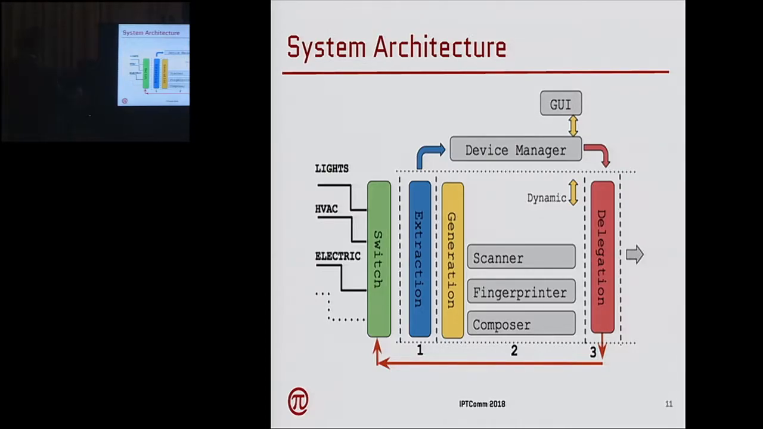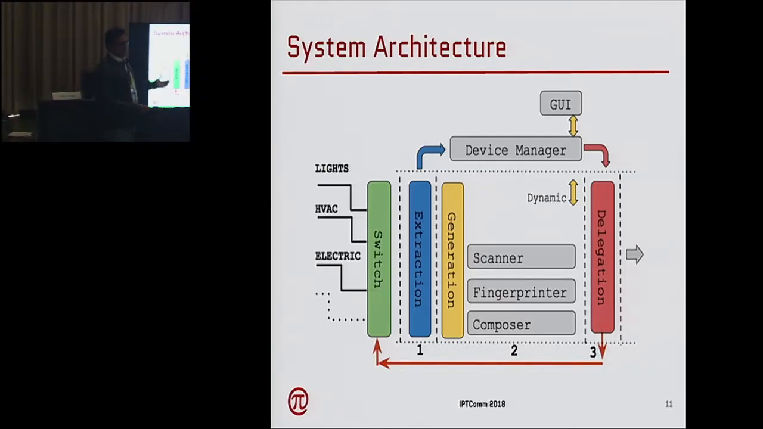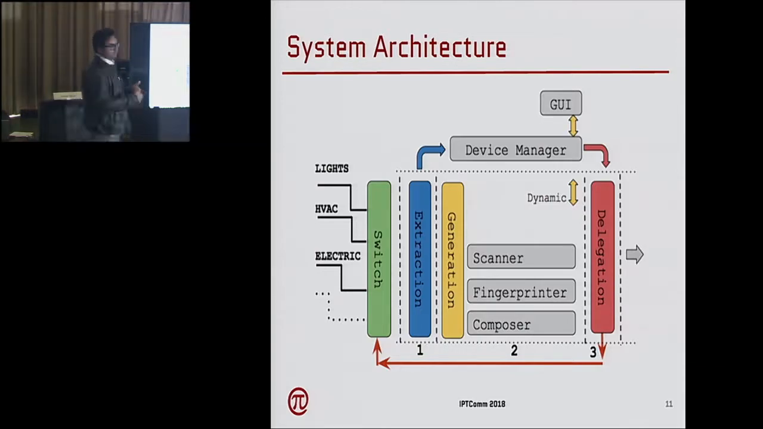So we'll talk more about the generation stage. The generation stage has 3 components, essentially: the scanner, fingerprinter, and composer. Essentially, they are self-explanatory. What the scanner does is, as soon as the device comes into the network, it basically scans for any insecure configuration or default password in the device. Once it does that, it sends a signal to the device manager saying that this device has an insecure password, or the protocol configuration is wrong. You can send a signal back to the GUI, wherein you can either do a quarantine, or you can try to improve the default password as well.